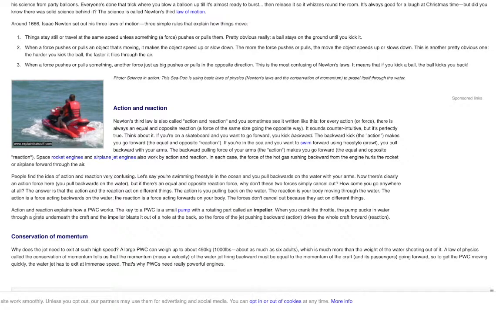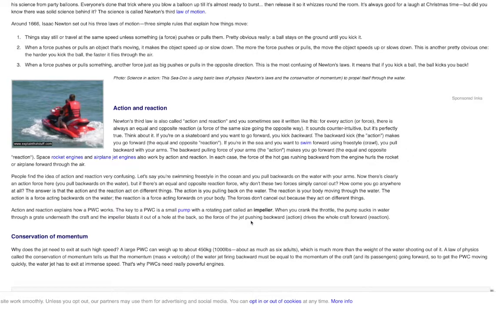Well, you know what? Let's read this. Action, reaction, explain how a personal watercraft or jet ski works. The key to a personal watercraft is a small pump with a rotating part called an impeller. When you crank the throttle, the pump sucks in water through a grate underneath the craft, and the impeller blasts it out of a hole at the back. That would be the nozzle.